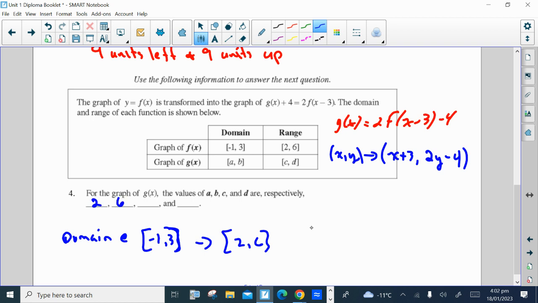Our range was from 2 to positive 6. All those values are going to be multiplied by 2 and then decreased by 4. So when you multiply the 2 by 2, it'll be 4. Decreased by 4 becomes 0. The positive 6 is multiplied by 2 to get 12. Decreased by 4 gives us 8. So those are the values of C and D, 0 and 8.